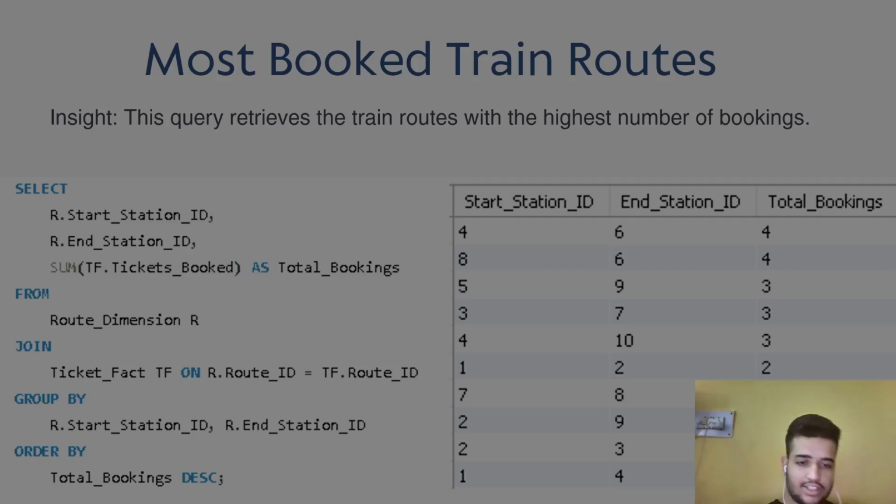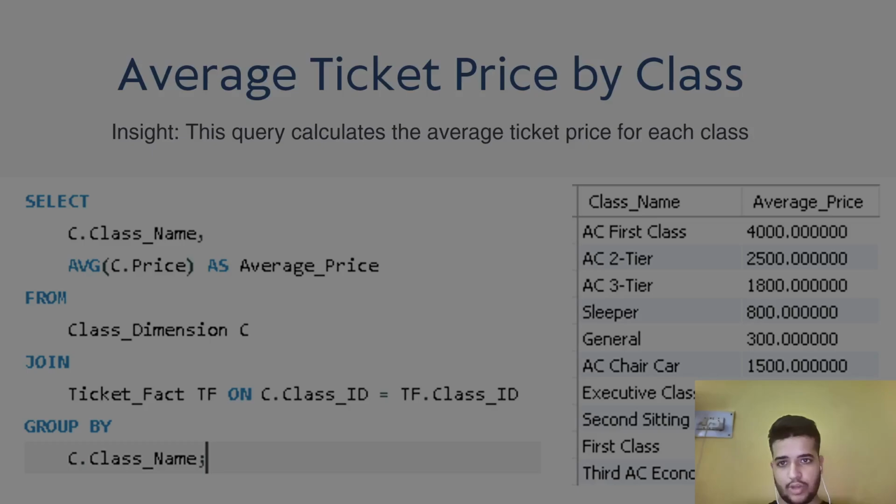Now you can see in the results, from start station 4 to 6, there are 4 bookings, so it's pretty high. The same is true for start station ID 8 to 6. And for 4 to 10 it's 3. So like this we can find out the most booked train routes, and this is how we performed this query.